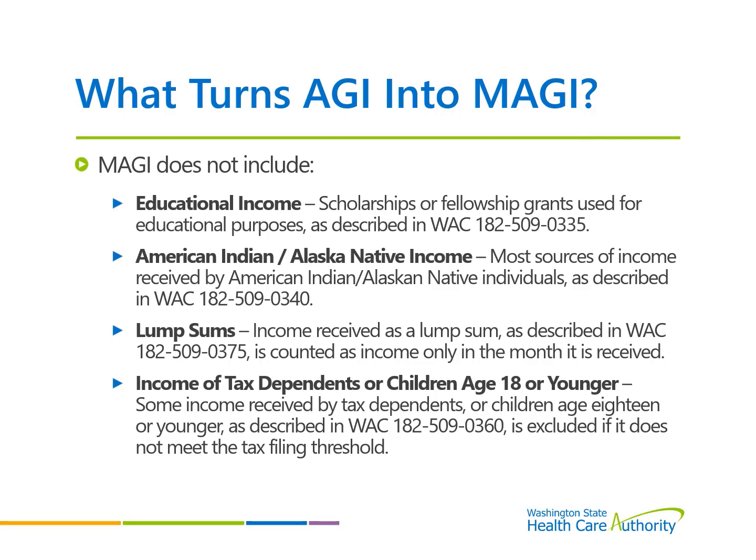182-509-0340. Also does not include lump sums, which is income received as a lump sum, as described in WAC 182-509-0375, which is counted as income only in the month it is received. Also does not include income of tax dependents or children age 18 or younger. Some income received by tax dependents or children age 18 or younger, as described in WAC 182-509-0360, is excluded if it does not meet the tax filing threshold. These income types are not counted when determining an individual's gross countable income for MAGI-based Apple Health coverage.